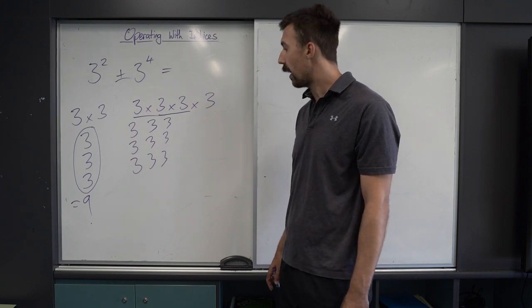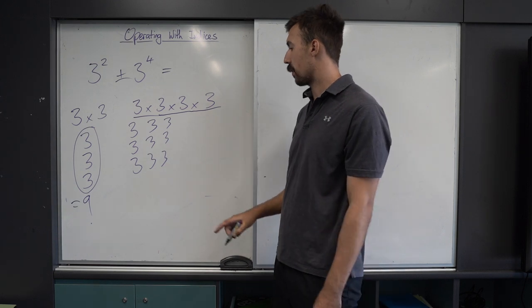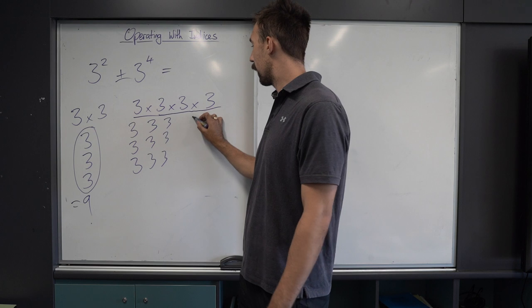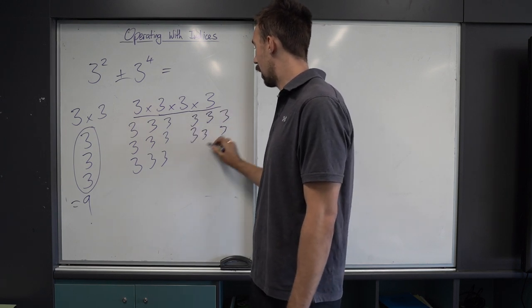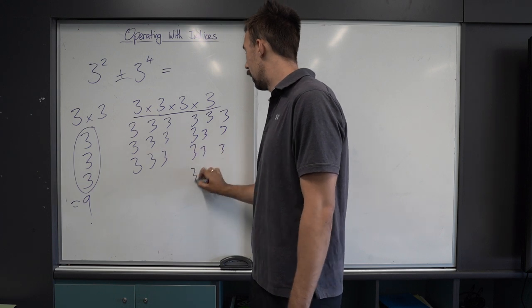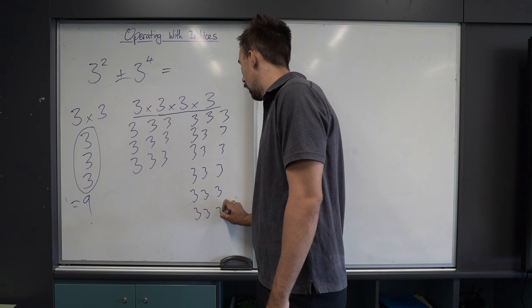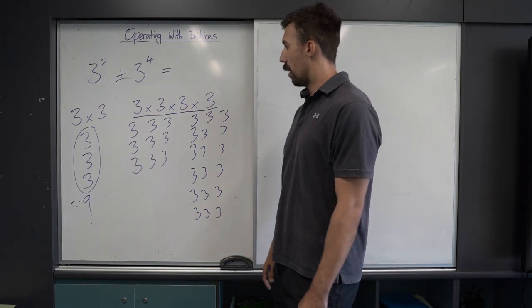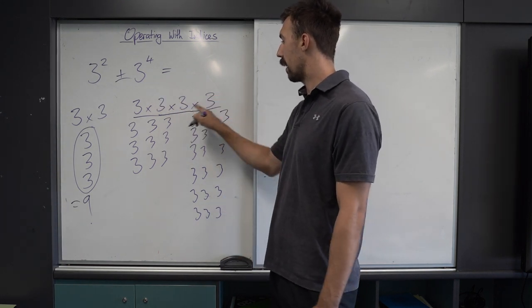Yeah. And what about 3 lots of 3 lots of 3 lots of 3? So we have to do that another 3 more times. So 3 lots of 3 lots of 3. And you keep doing it forever, okay? So with this one, we've got 2, 3, and 4.